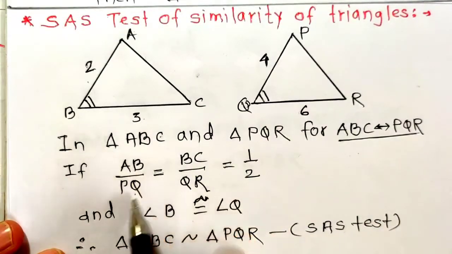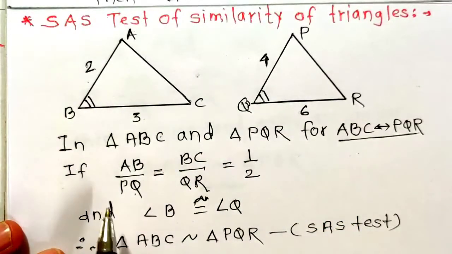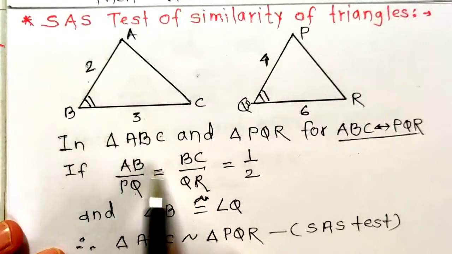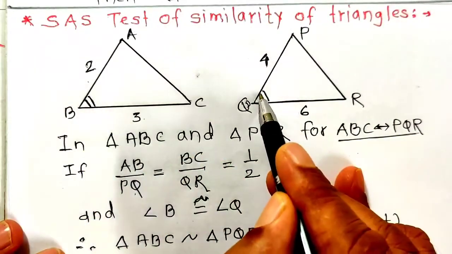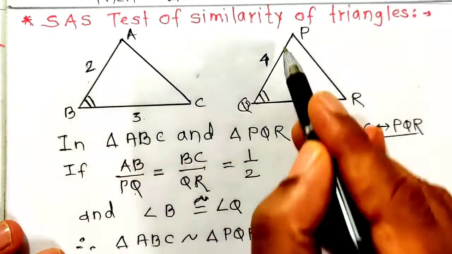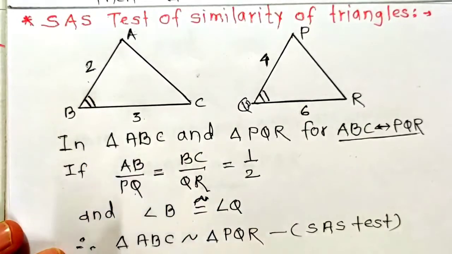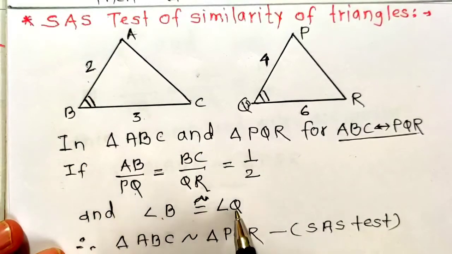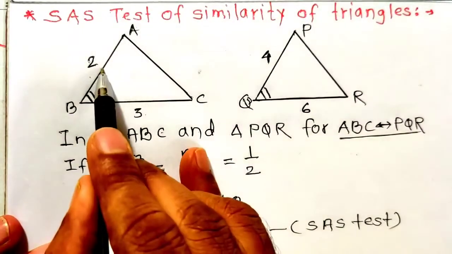That means both the ratios are equal, means the two pairs of corresponding sides are in proportion, and the included angles, the angles between these two sides, are congruent, angle B congruent to angle Q. So SAS.